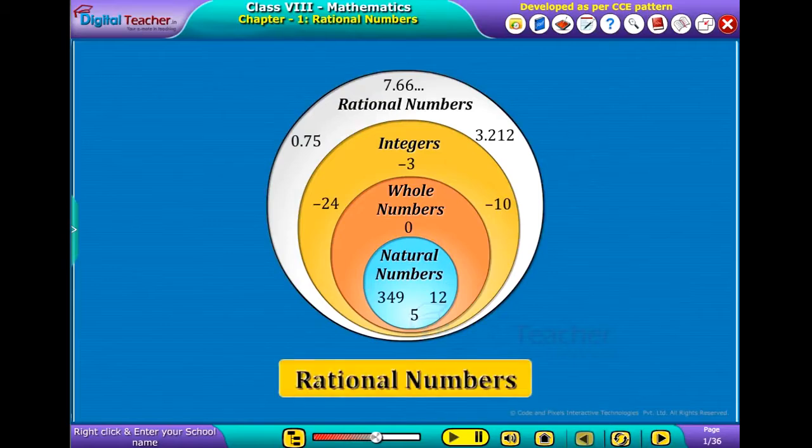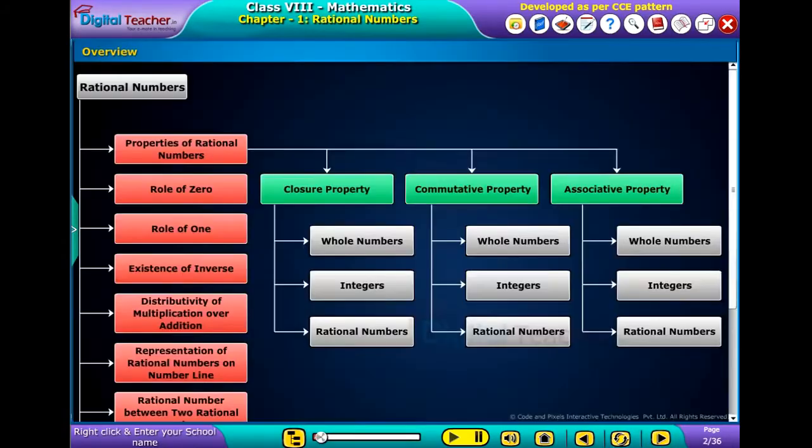Welcome to the chapter Rational Numbers. This slide presents the overview of the chapter.